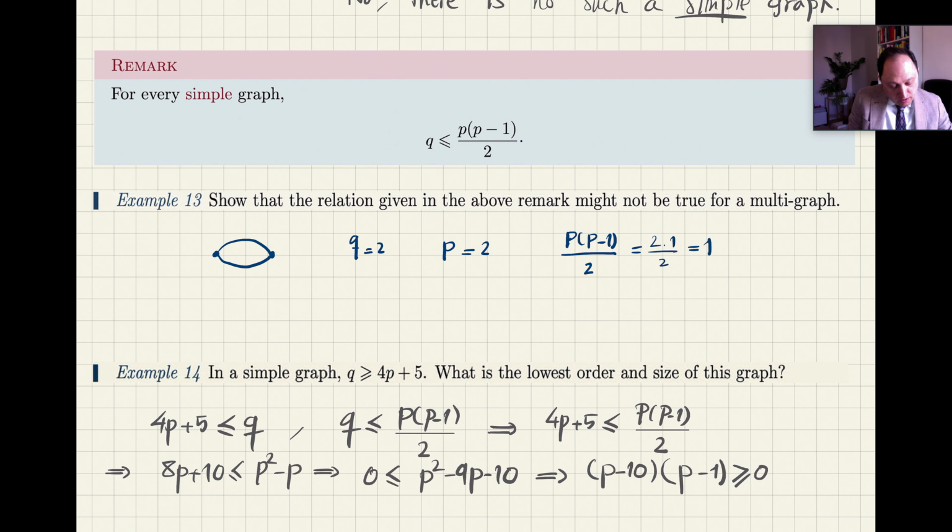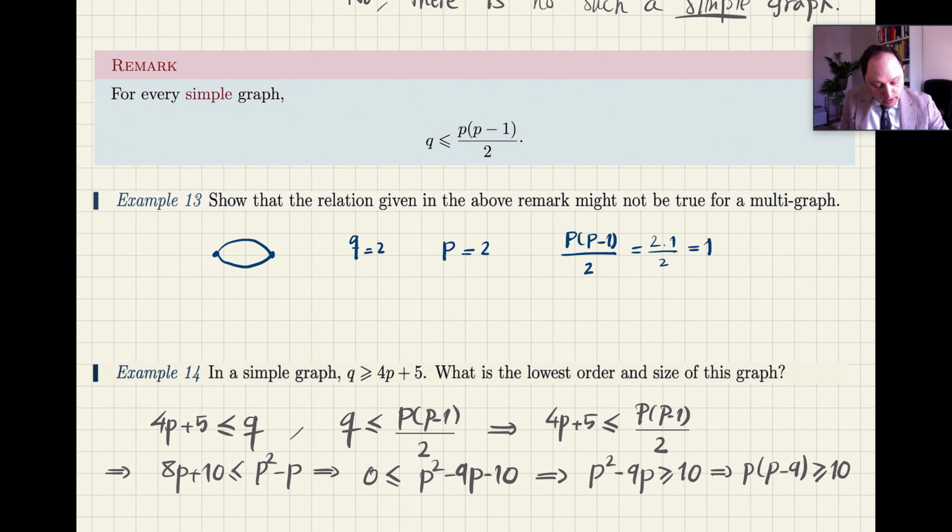By the way, let me not solve it in that way, because I am making things hard for myself. So let me do it in this way. Let me move 10 to the right. So I would say that p squared minus 9p is greater than or equal to 10, and I factor p out. It becomes p times (p minus 9) greater than or equal to 10.